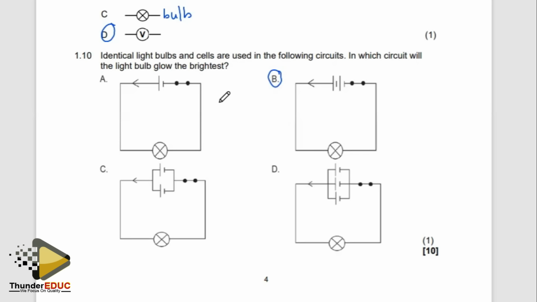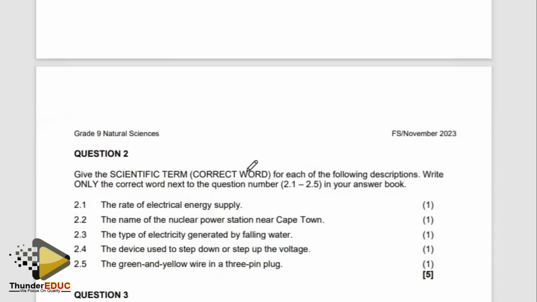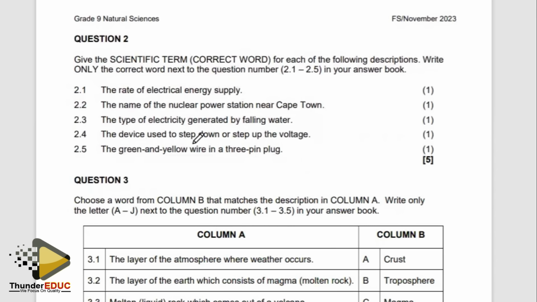Now let's move on to the next question. Multiple choice, you're done. You've collected your 10 marks. Let's move on to the next question, which is question two. This one has scientific terms. You need to just give us the correct word. So let's get into the question. It's saying, give the scientific term or correct word for each of the following descriptions. Write only the correct word next to the question number 2.1 to 2.5 in your answer book.